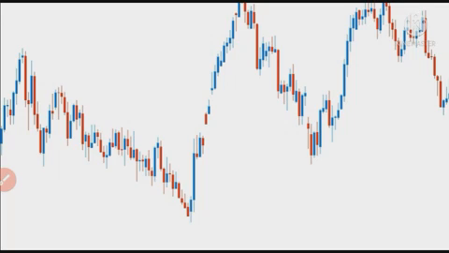Guys, these are the only 4 points that you need as a trader to begin to trade the forex market like an institution. These are the 4 points that you need. Master these 4 points and you begin to trade like a god in the forex market.